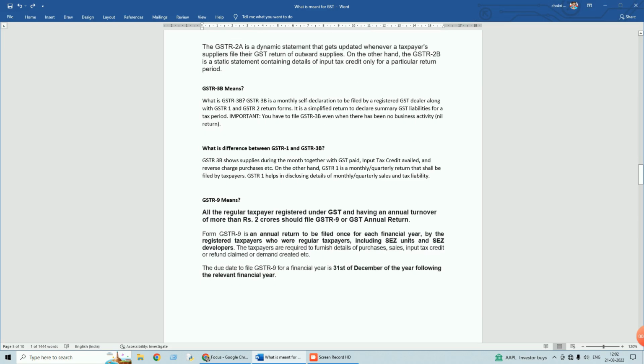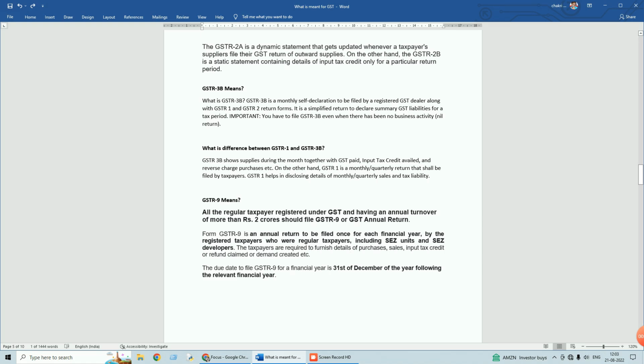Now, what is GSTR9? GSTR9 is to be submitted by all regular taxpayers registered under GST. Whoever is registered under GST and has an annual turnover of more than 2 crores should file GSTR9, or the GSTR annual return. You can say GSTR9 or GSTR annual return; both are the same. Form GSTR9 is an annual return to be filed once for each financial year by registered regular taxpayers, including SEZ units and SEZ developers.